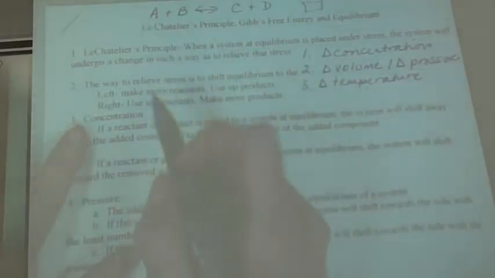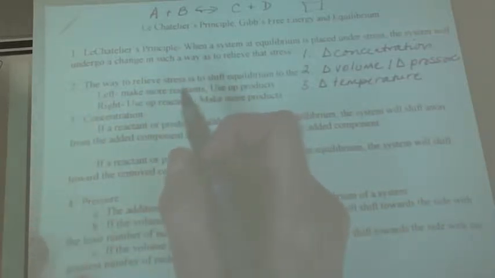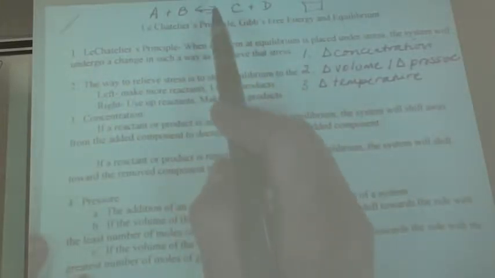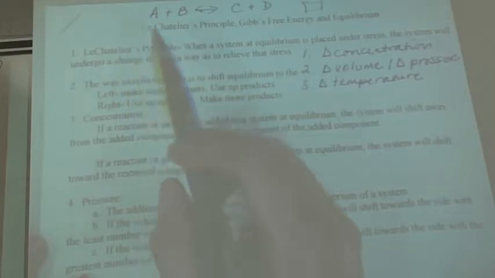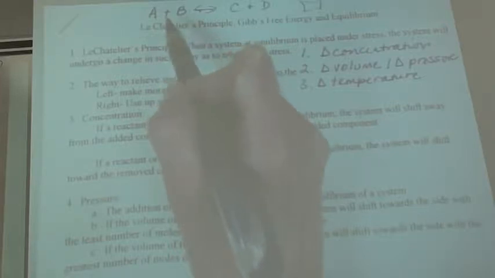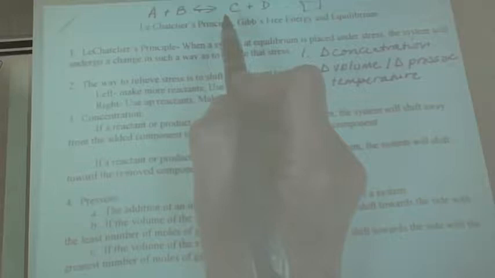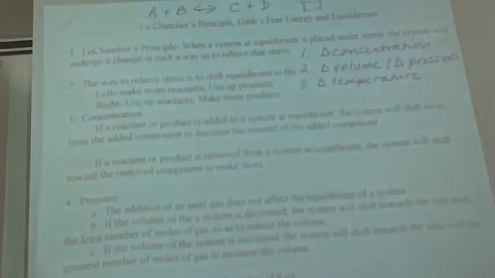The way that stress can be relieved, or the way the new equilibrium can be established, is by shifting the rate of reaction to the left. So if that were to happen, we would have the rate of the reaction going this way faster than the rate of reaction going that way. Products would be used up and reactants would be made. Or we can shift to the right and more products would be made and more reactants would be used up.